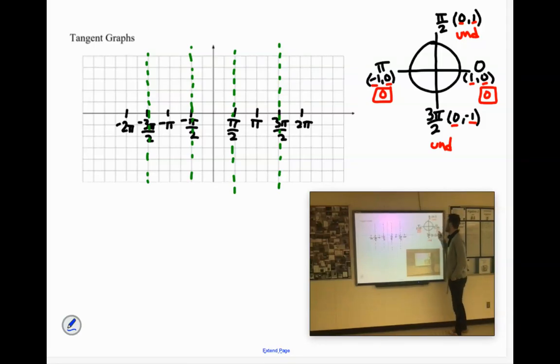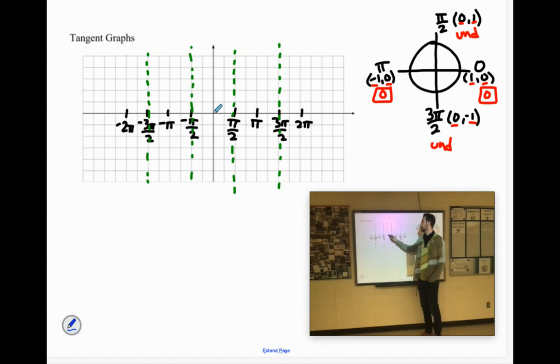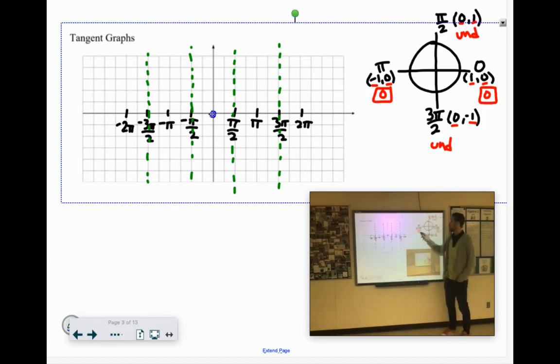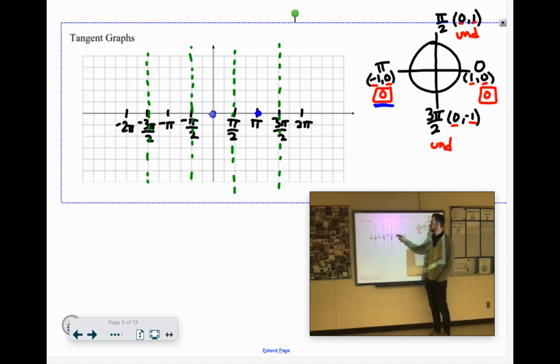So like we said, at 0, it was 0 for tangent. So that would be a point right here. Now you also would notice from the unit circle, at pi, it also came out to 0. So every pi unit that you go down, the cycle repeats. So there'd be one here. There'd be a point over here. There would be a point over here. Right? These would all be the center points.